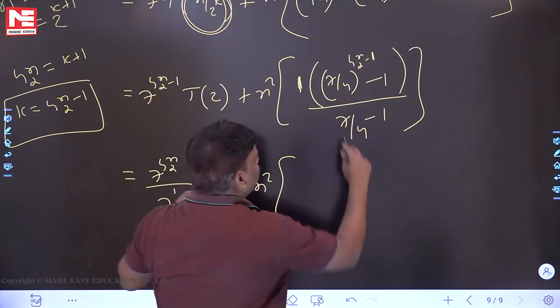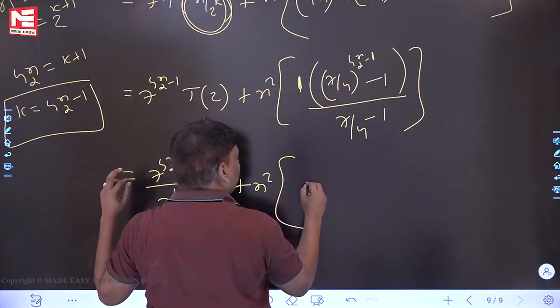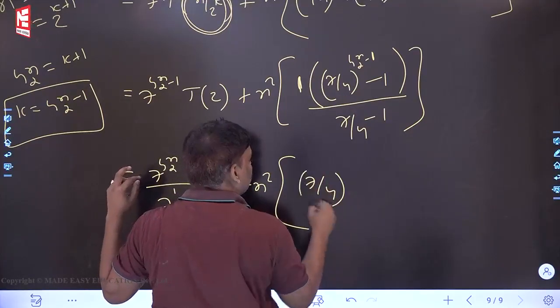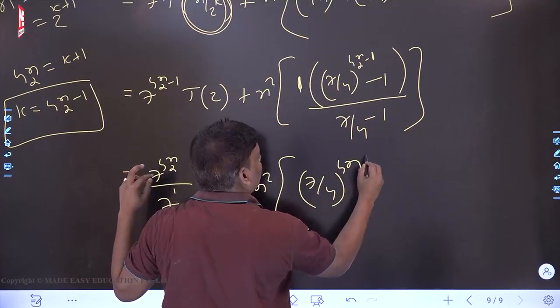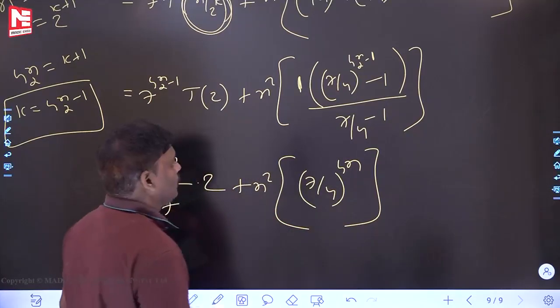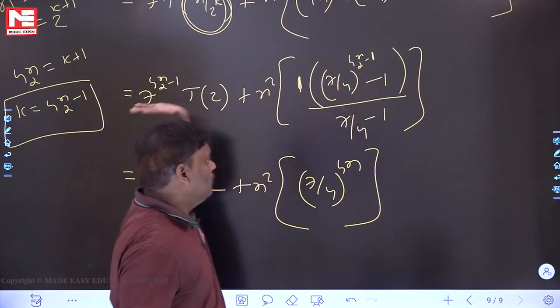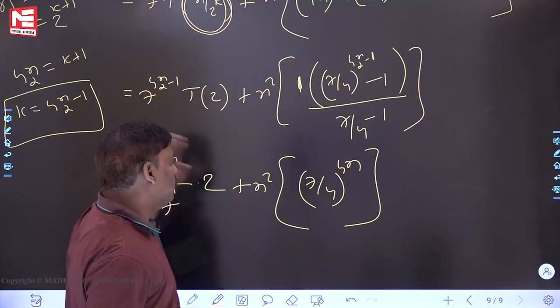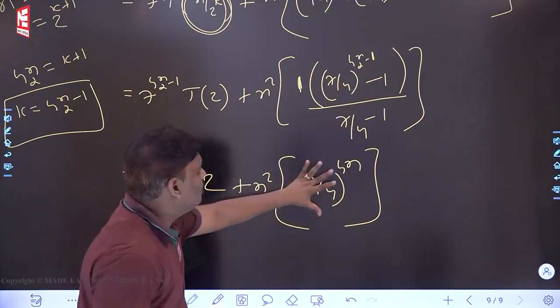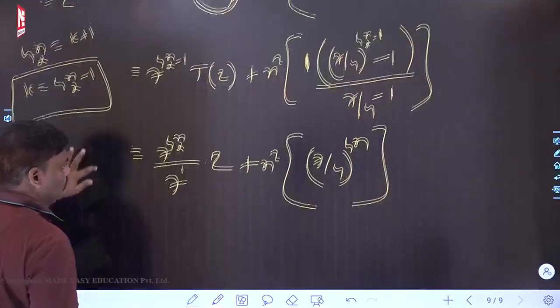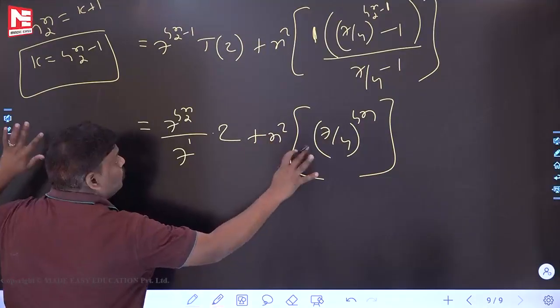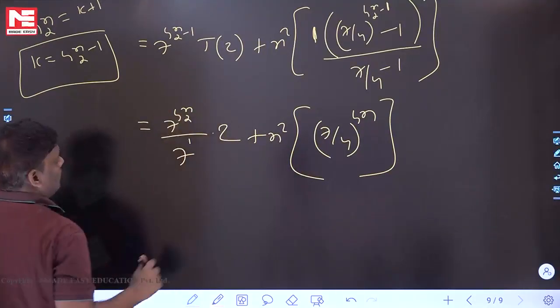If you simplify, forgetting about the small constant, it will become 7 by 4 whole power log n. Forget about the minus 1 plus 1; these are all small things, neglect them. If you want, you can write it as it is also. I want to give an upper bound, so I neglect the small constants. Can you help me?